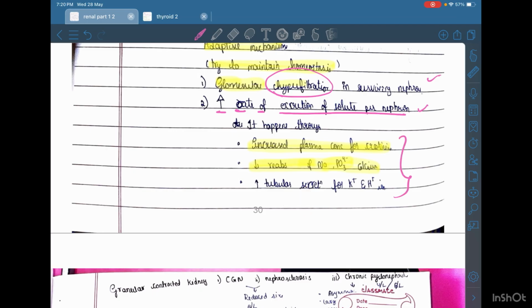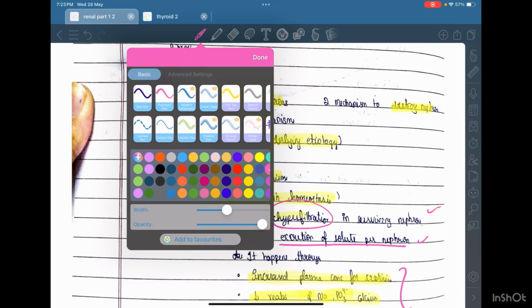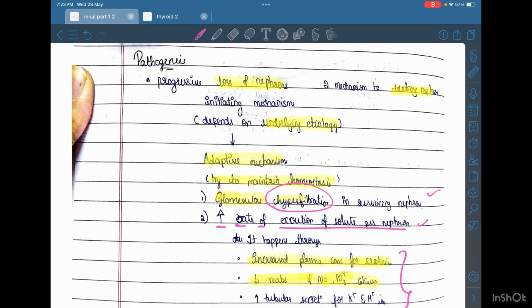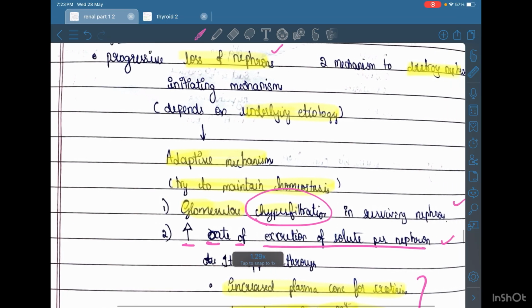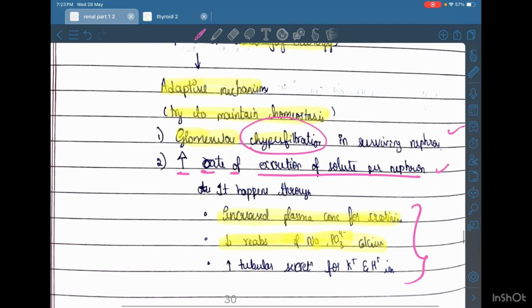Coming to the pathogenesis of CKD. Basically there is a progressive loss of nephrons, right? So it occurs under two mechanisms. There will be an initiating mechanism, which depends on the underlying etiology, and there will be an adaptive mechanism.